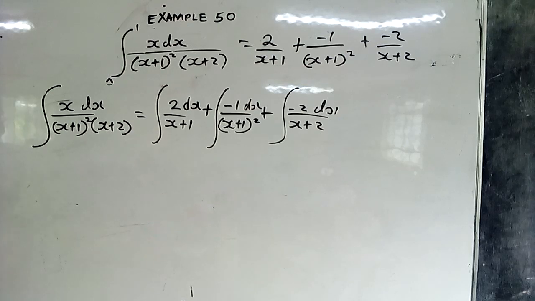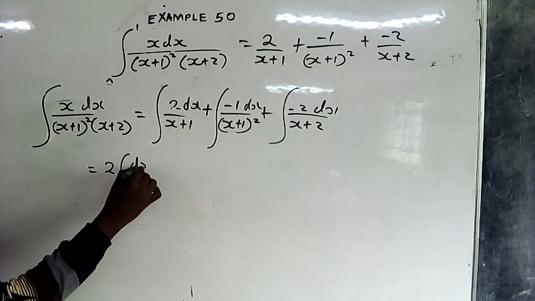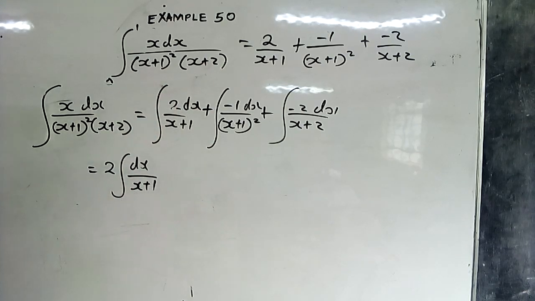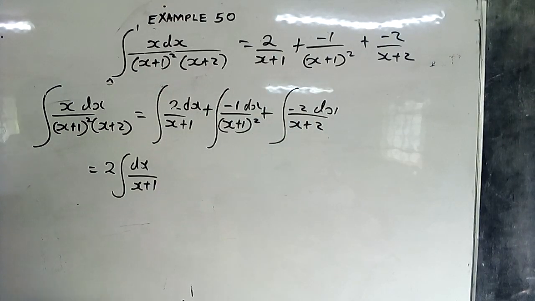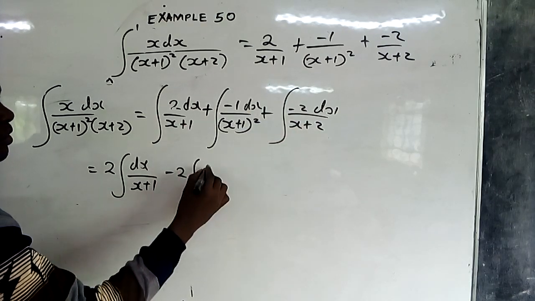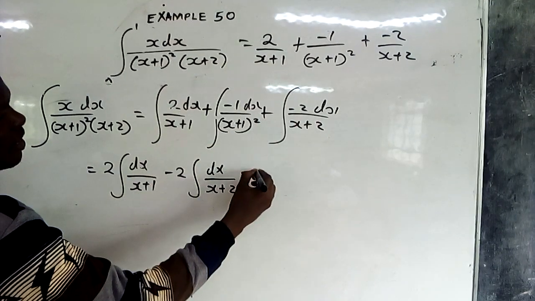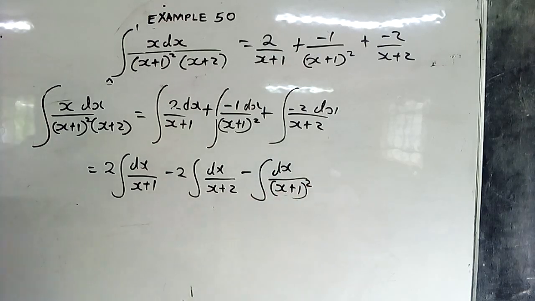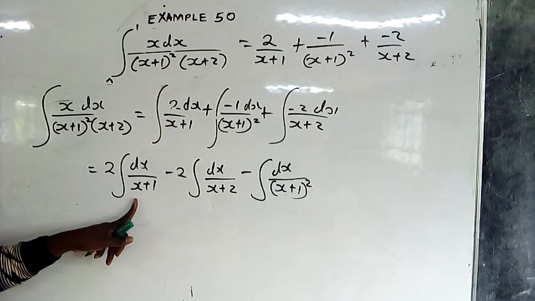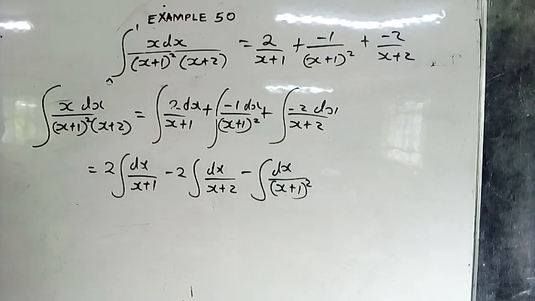So start. This one is the same as you take 2 outside, so you have 2 dx over x plus 1, isn't it? Maybe you can bring this one next to make this simple, then this one to go at the end. -2 into dx over x plus 2, then followed by this one at the end, -1 into dx over x plus 1 squared. Now, this one is simple, ln of x plus 1, isn't it? This one, ln of x plus 2, algebraic substitution, isn't it? What about that one?